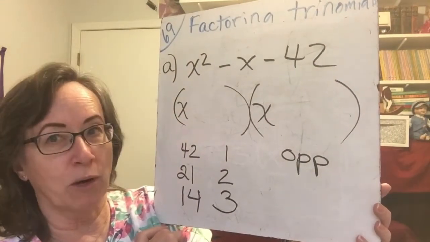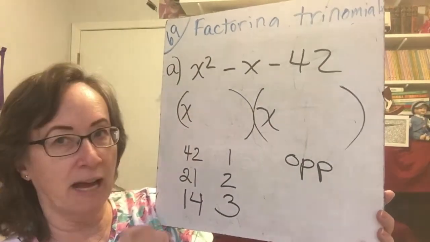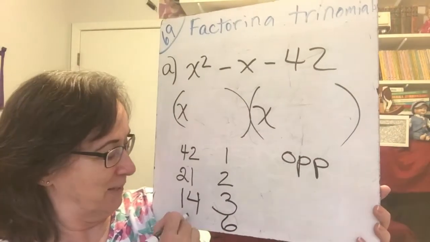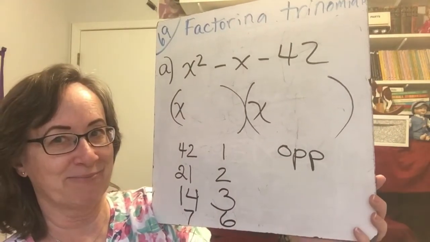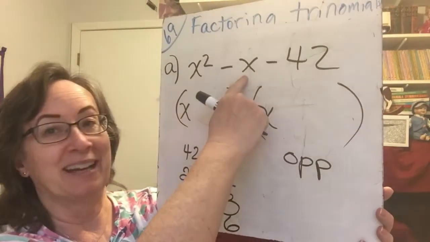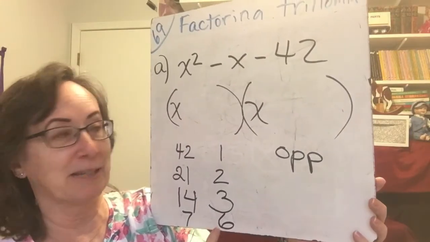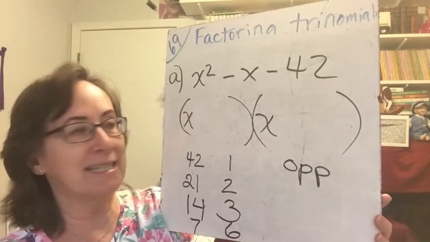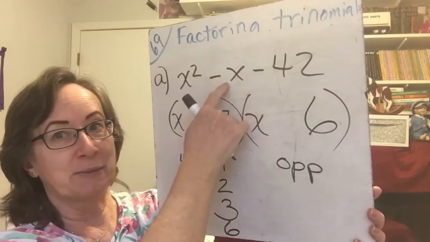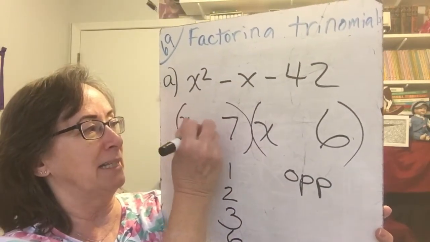Okay, 4 does not go into 42. 5 does not go into 42. 6 goes into 42 7 times. There we have our difference of 1, don't we? We need a difference of 1. We have a difference of 1. So we're going to put 7 and 6 are the correct factors. 7, 6. This one's negative. That means the big guy needs to be negative.